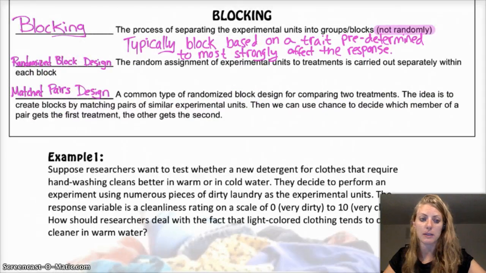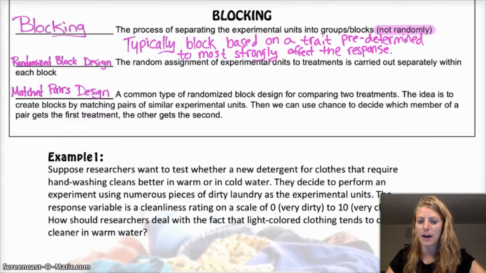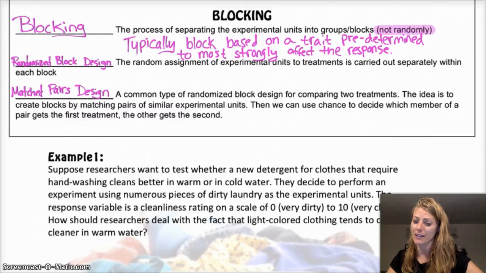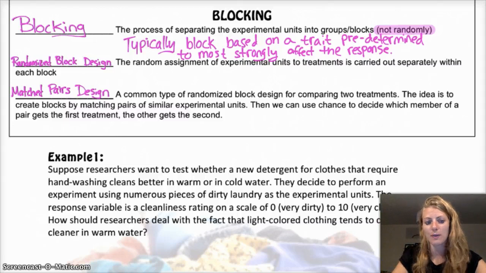Here are a couple of examples. We're going to actually design these studies, so they'll probably take a little while. I would highly recommend looking at the examples first, trying them, seeing if you understand the concept, and then checking out the answer when you're done.